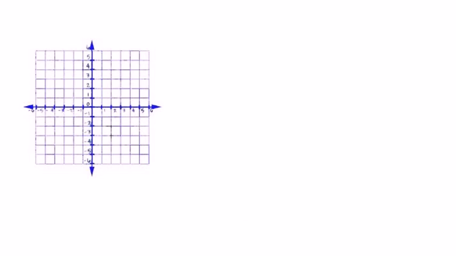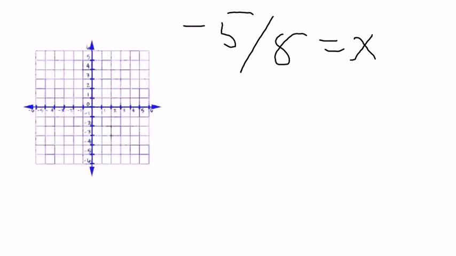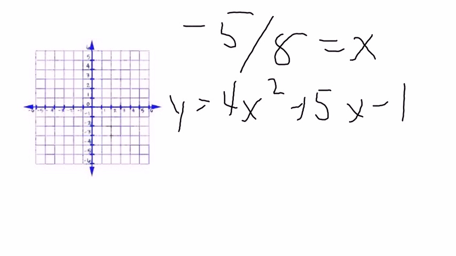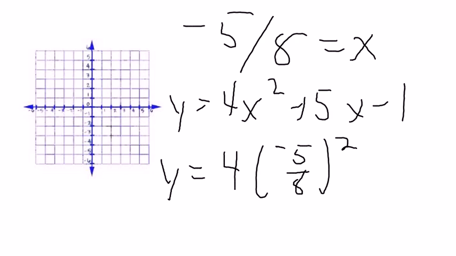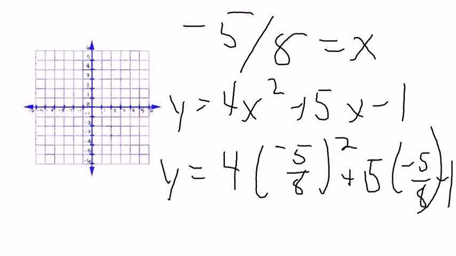So let's do that. You take negative 5/8 equals x and substitute it in. This is our equation, I'll rewrite it here for you: y equals 4x squared plus 5x minus 1. Let's substitute negative 5/8 in there. Y equals 4 times negative 5/8 squared plus 5 times negative 5/8, and then minus 1. We just have to crunch these numbers and multiply it out.